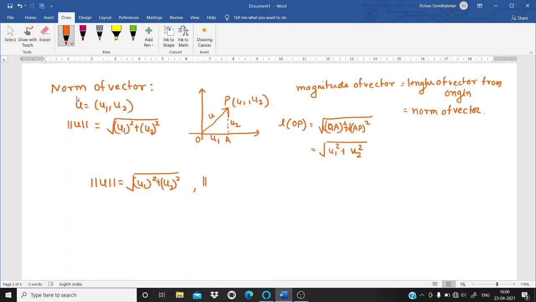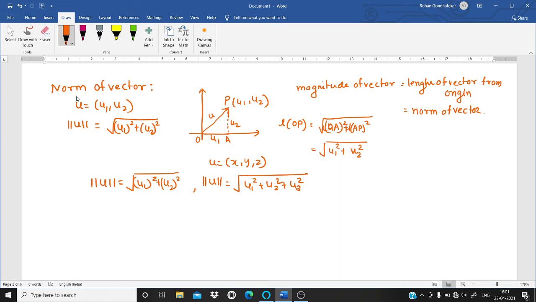Suppose it is of three-dimensional vector, say u is equal to x comma y comma z, then the norm is given in the same way. That is square root of u1 square plus u2 square plus u3 square. That means we are measuring the length from the origin in a real space. Okay. So I hope this is clear.